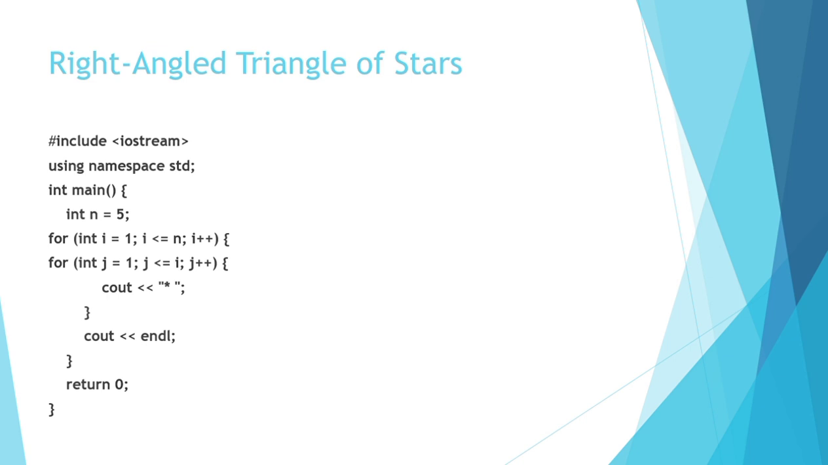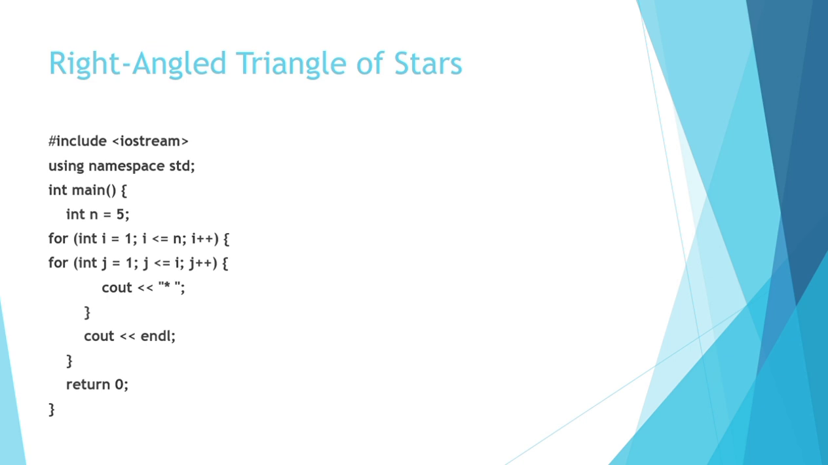Let's start with the right-angled triangle pattern. In this pattern, the number of stars increases as we move down each row. In this code, there are two nested loops that work together to print a pattern of stars. The outer loop runs n times, which is 5 in this case, and for each iteration of the outer loop, the inner loop prints stars.